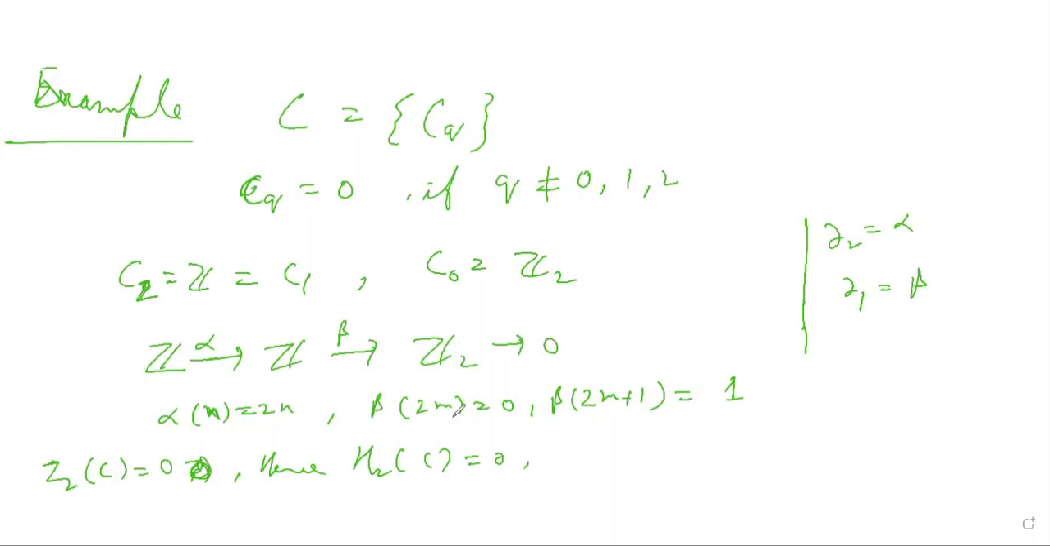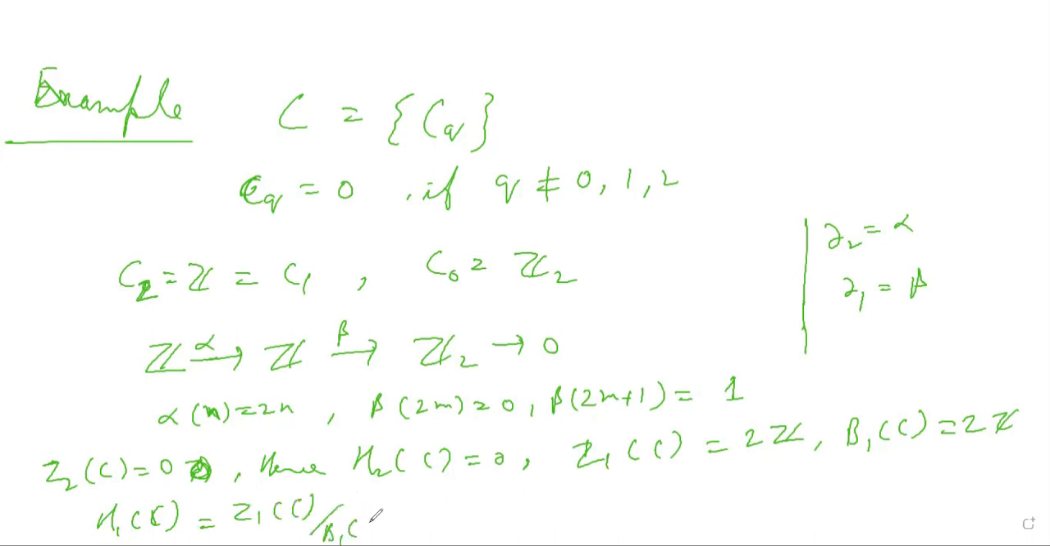Now, what is this? So, what is the kernel of this? Z1C equal to, you see, all the even integers, they go to 0. So it is 2Z, and B1C. So n goes to 2n. So all the even integers will be covered, right? So it is again 2Z. So your H1C is Z1C quotiented by B1C. So both are 2Z. So this is 0.